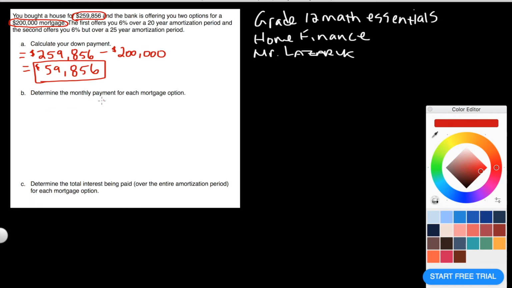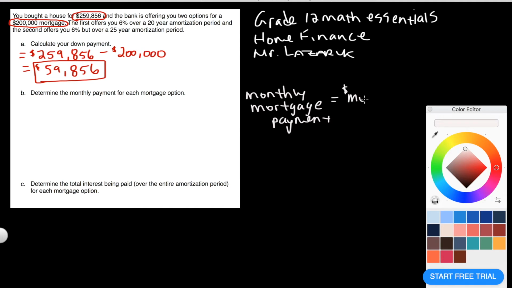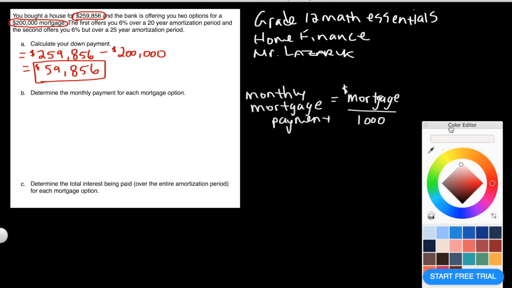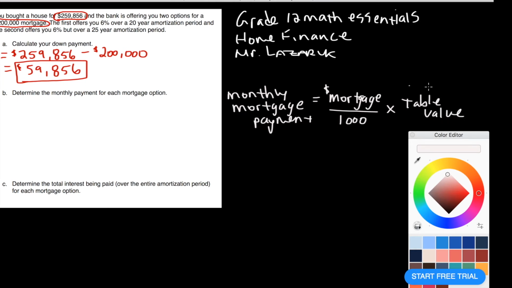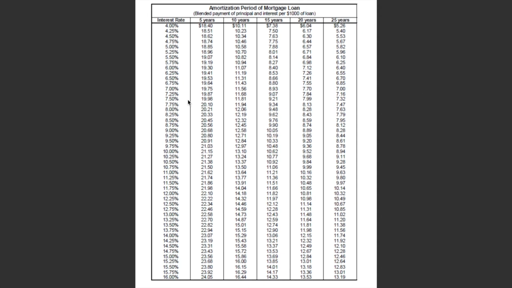For the monthly payment that we're going to be paying for that mortgage every month, we're going to look at an equation. This equation is not going to be provided to you on the exam, and it looks like this. We're going to take our mortgage amount, divide it by 1,000, and then multiply it by something called the table value. If you're wondering what table values are, there you go. There are your table values.